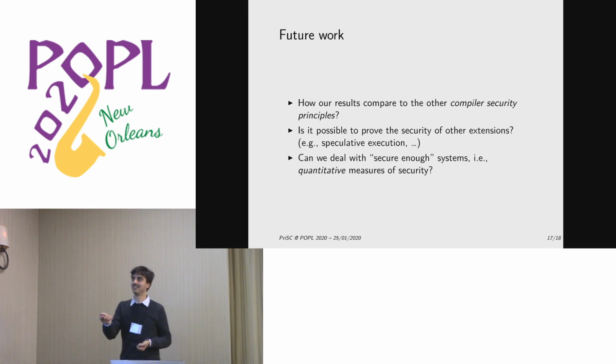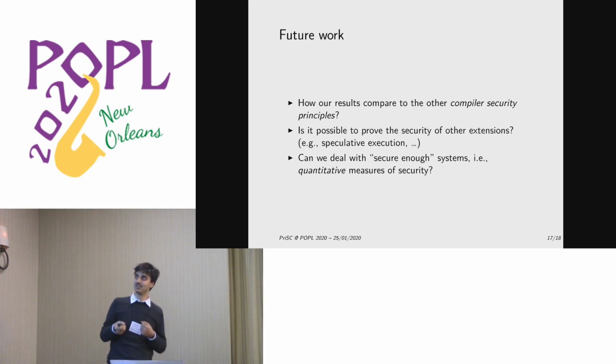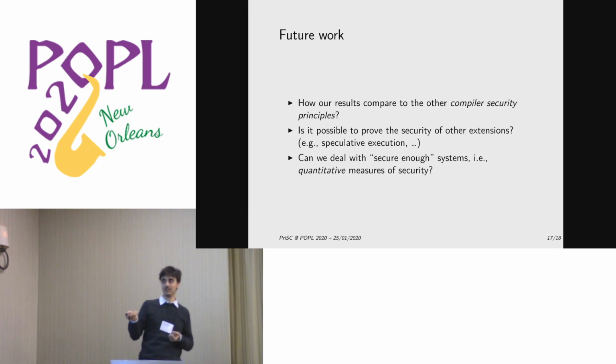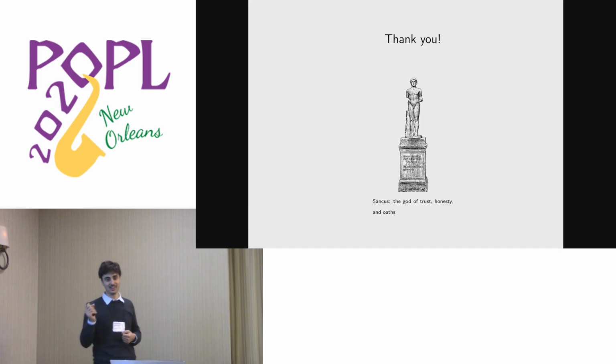And finally, how does full abstraction compare with other security principles? Because we argue that our full abstraction proof implies a timing-sensitive non-interference preservation, but is it just that, or do we actually preserve more, or exactly the same? We don't know. And that's it.